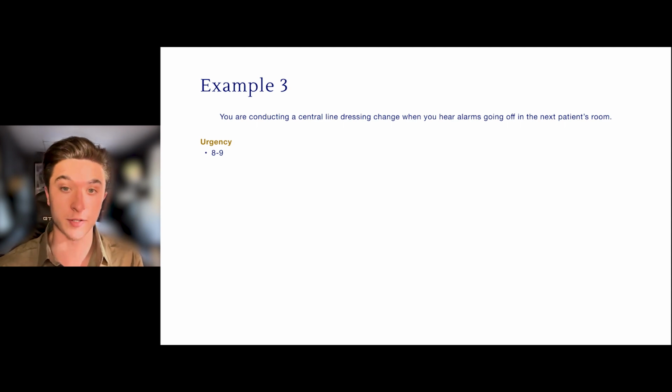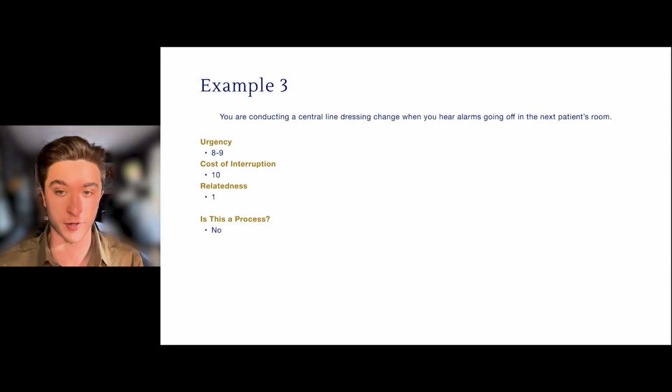But you're not supposed to interrupt a central line dressing change for any reason. The cost of interruption is 10. You can't. The only thing you could do is if natural disaster alarms were going off, and even then you'd probably still have to finish this. And no multitasking, obviously. Central line dressing change is an individual task that is not part of a larger process, so no concerns there. Given this information, your only available strategy here is going to be to delegate.